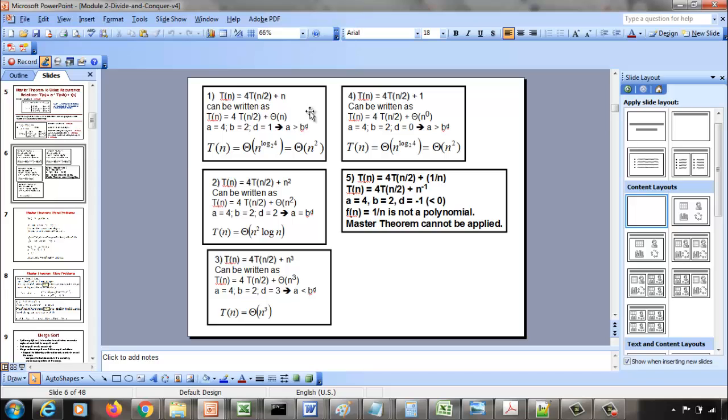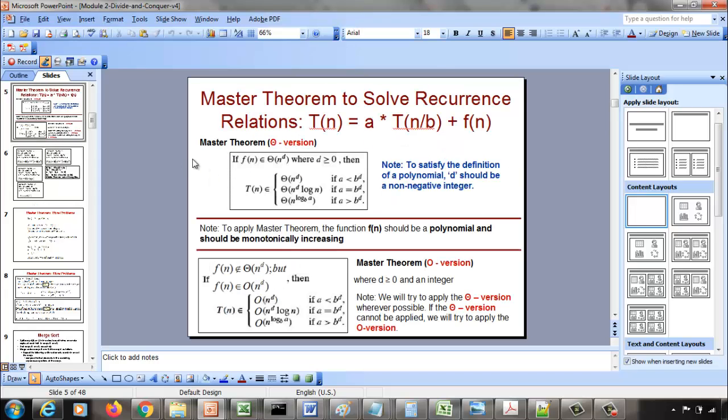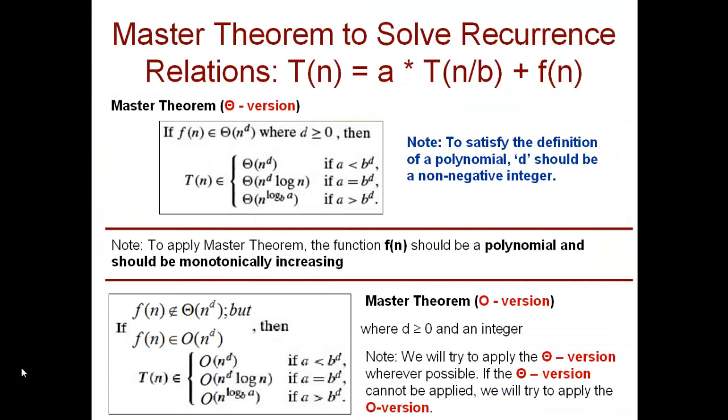So if a is greater than b raised to d, we apply this formula. If a is less than b raised to d, we apply this formula. If a is equal to b raised to d, we apply this formula. Now if you interpret this a little further, if a is less than b raised to d, we say T of n is simply theta of n raised to d.